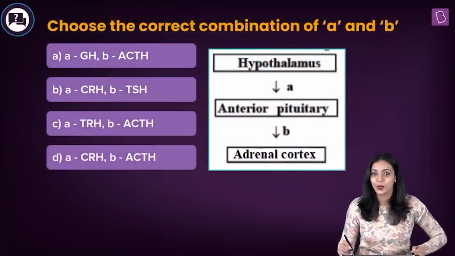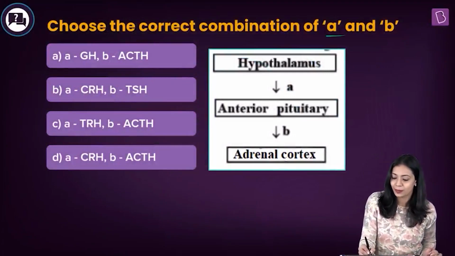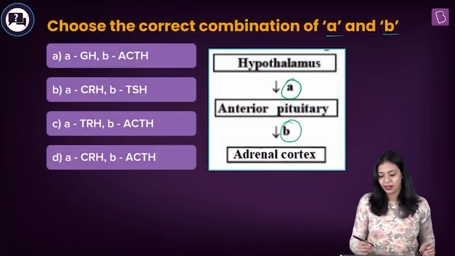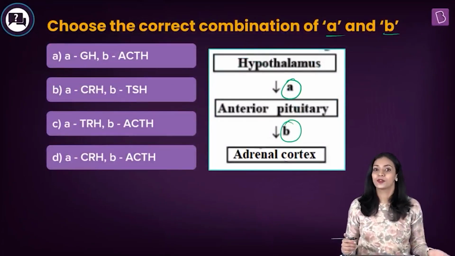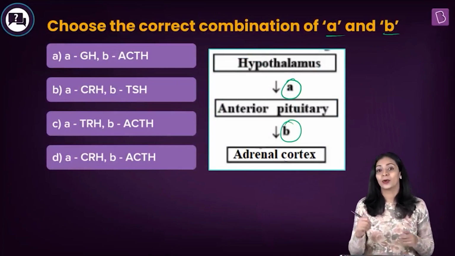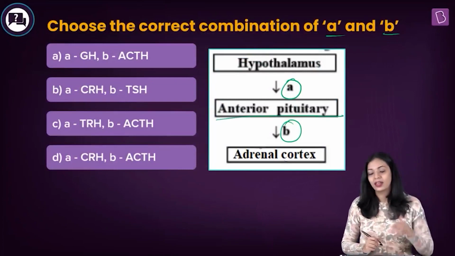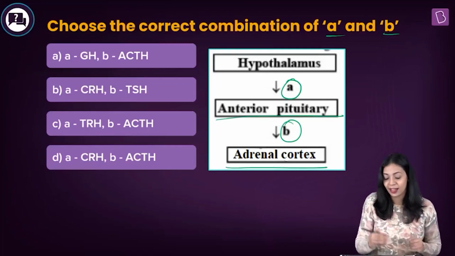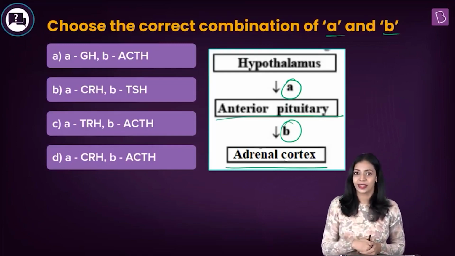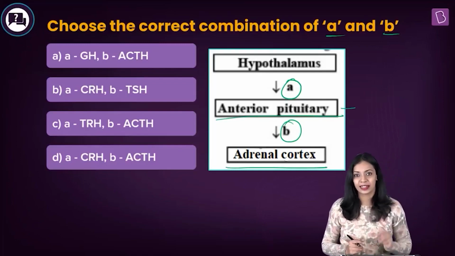Here is an interesting question. Choose the correct combination of A and B. So A and B are given here. In the options, you can see that A and B are different types of hormones. A is a hormone that is secreted by the hypothalamus and it acts on the anterior pituitary. B is a hormone that is produced by the anterior pituitary and it acts on the adrenal cortex. The pituitary gland is known as the master gland for a reason, right?